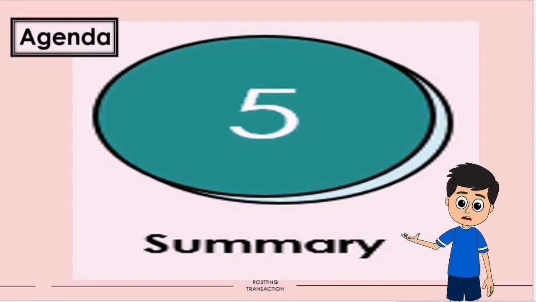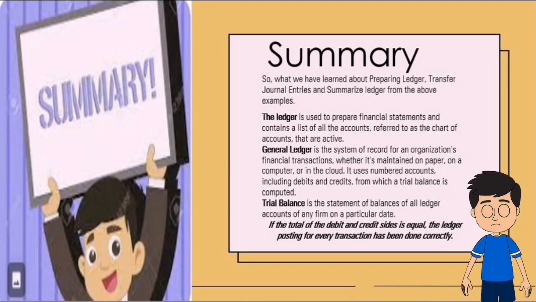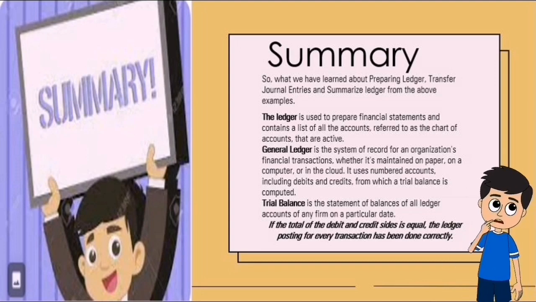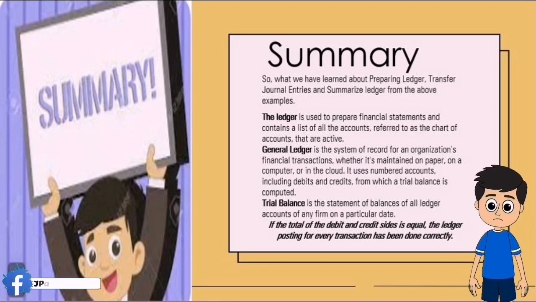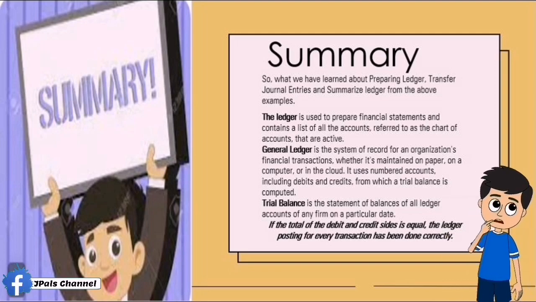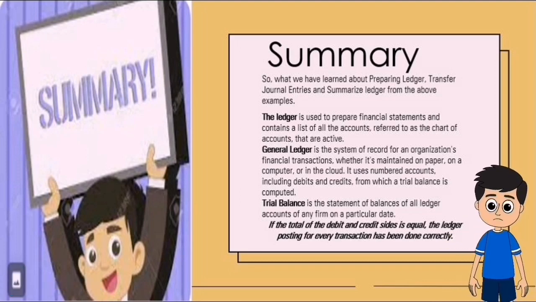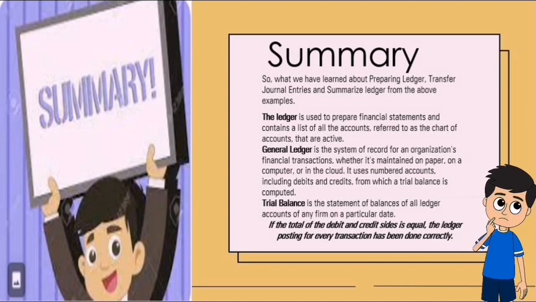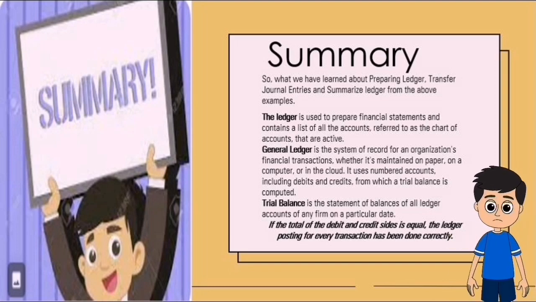So, what we have learned about preparing the ledger, transferring journal entries and summarizing the ledger from the above examples. The ledger is used to prepare financial statements and contains a list of all the accounts, referred to as the chart of accounts, that are active. The general ledger is the system of record for an organization's financial transactions, whether it's maintained on paper, on a computer, or in the cloud. It uses numbered accounts, including debits and credits, from which a trial balance is computed.